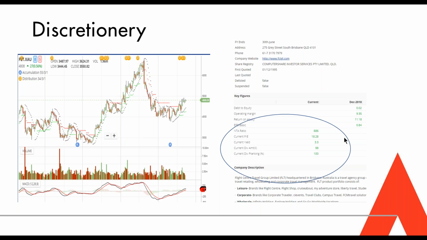We can see over here, very low debt to equity, operating margin is fine, earnings per share 84 cents, net tangible ratio is 68.6, current PE is 18, a little bit higher than the market, which is reflected in this sector overall. We've got a yield of 3.3% and it's fully franked.